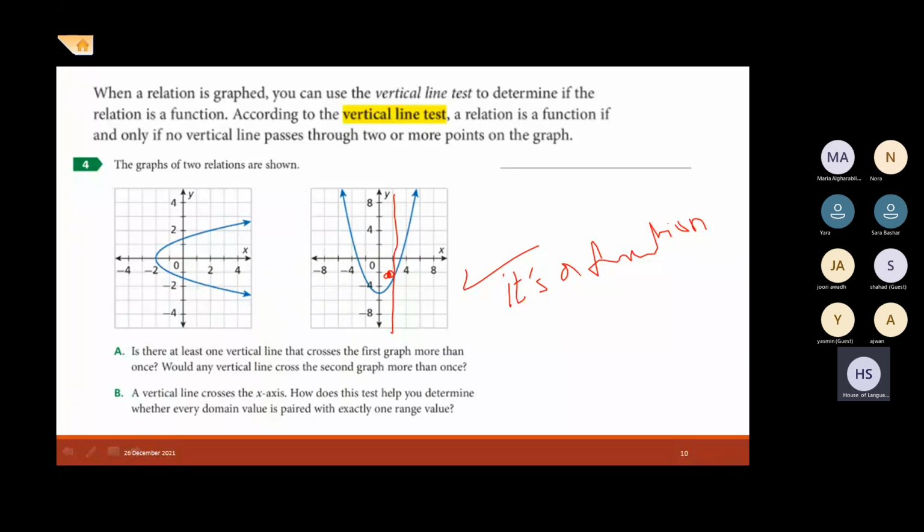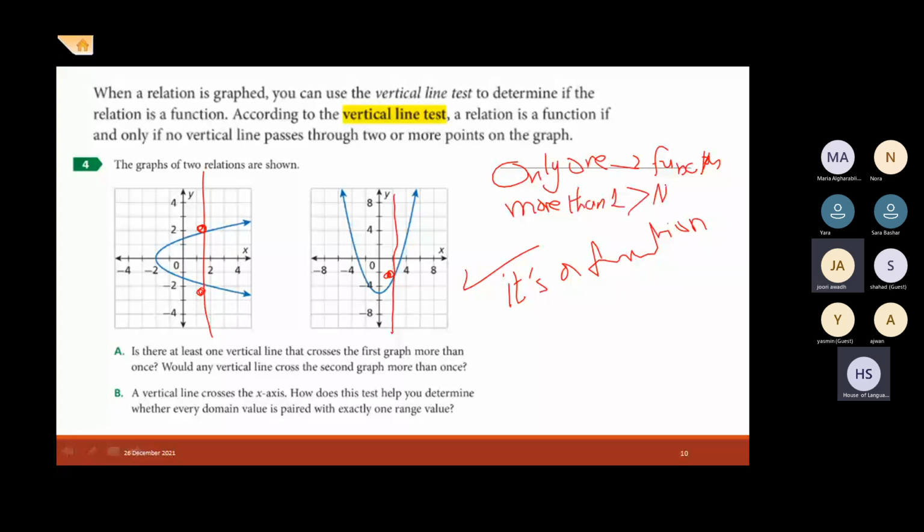This is the vertical line test. I will draw a vertical line at any point, but it must intersect the graph. Look at this one here. This line, at how many points does it intersect the graph? 2. I told you, if it is only 1, it's a function. If it is more than 1, it's not a function.